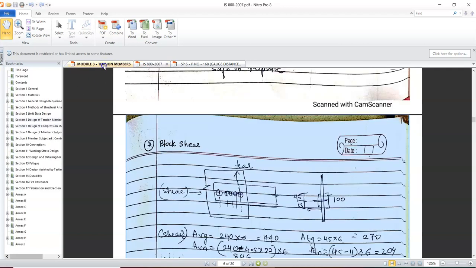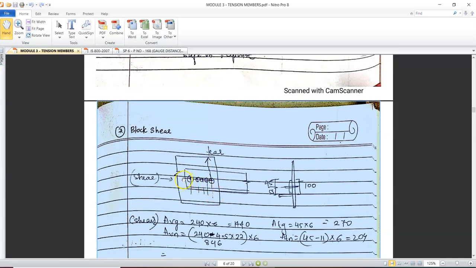The same thing is drawn in our case also. It starts from the edge of the plate, goes along the bolt line. From here, it moves towards the toe of the angle. This is the heel of the angle, and it goes towards the toe of the angle. This is toe and this is heel. Across this cross section it goes. Now along this line it will be shear, along this line it will be tension. It is a combination of shear and tension, which is called block shear.